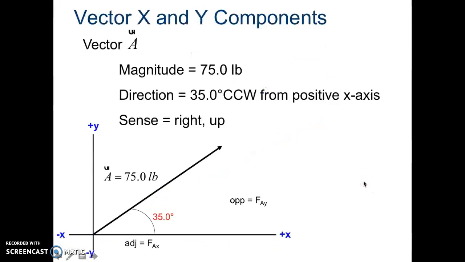So, let's take a look at one. If the magnitude is 75 pounds and the direction is 35 degrees counterclockwise from the positive axis, and the sense is up and to the right, this is how we draw that vector. We draw this, it is 75 units long. Whatever our unit is, that's 75 of them. It is 35 degrees, this is theta, we know the angle, and we have this sense that it's going up and to the right.